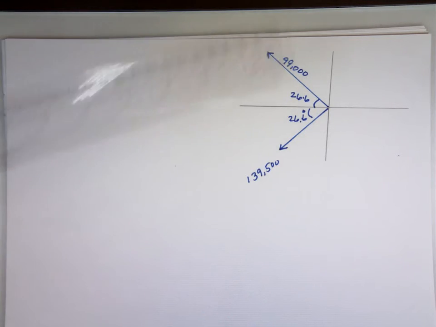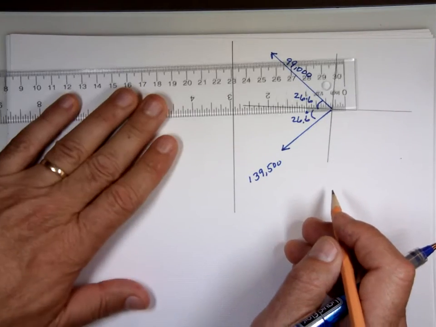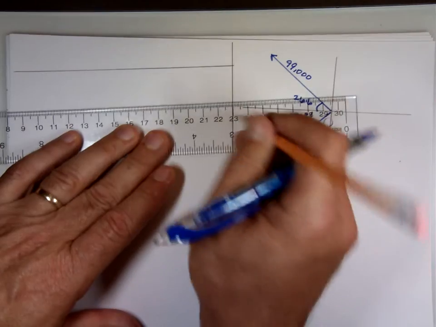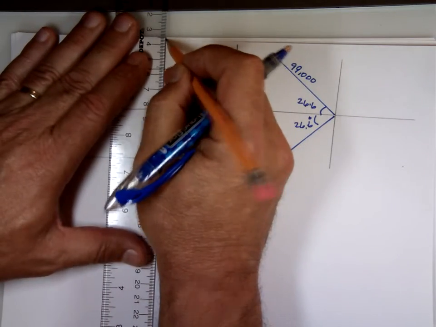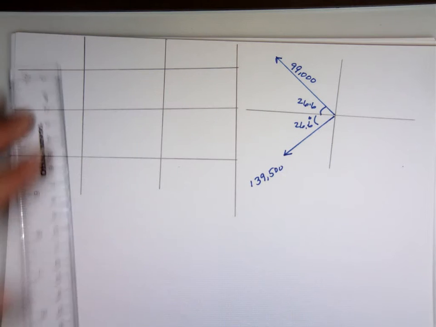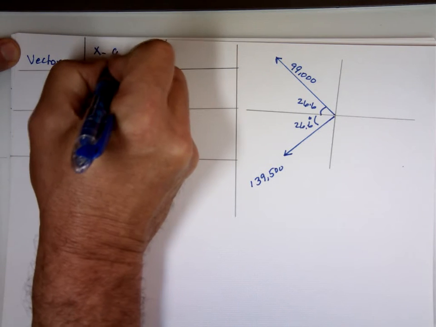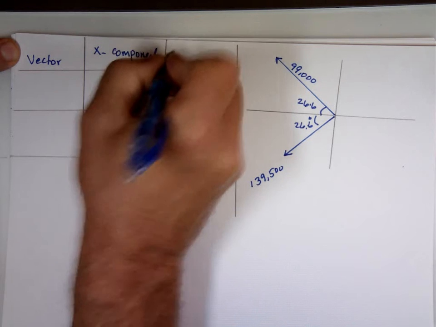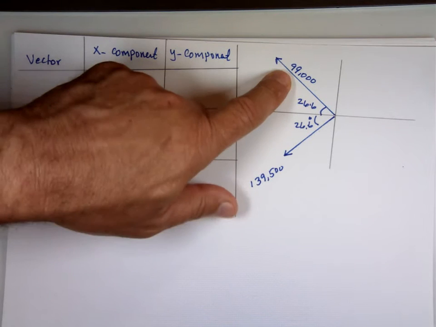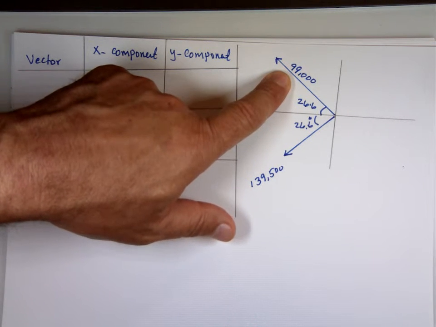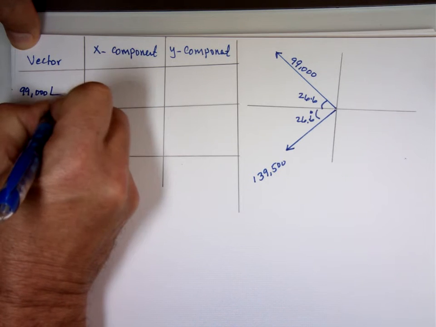Let's look and see. Break them down, 3 parts. Vector, x component, y component. What's the first vector here? Let's say this is the first vector. What's the value of that? 99,000? And what's the angle? 26. Try again. What'd you say? 26.6. Try again, Tyler.